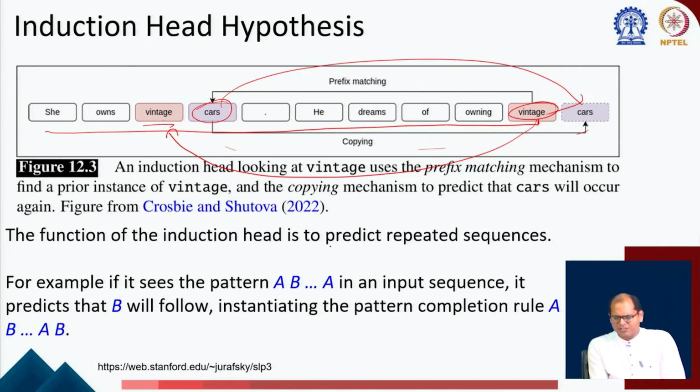The function of the induction head is to predict repeated sequences, and you can generalize this to different kinds of patterns. You have an input with a corresponding output, you follow a similar format, and then you copy based on the output. To put it simply, suppose you are seeing this pattern A, B, and there are certain things in between, and then A in the input sequence. What it will do is predict that B follows A.